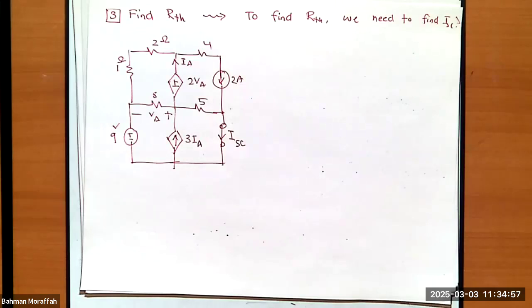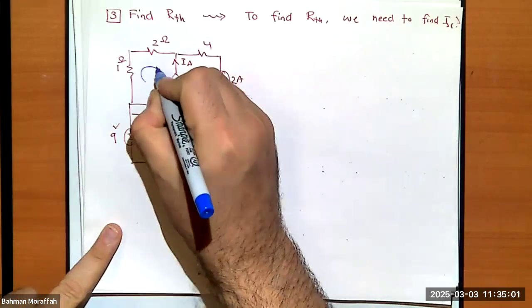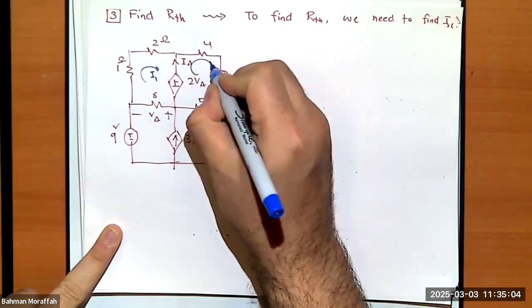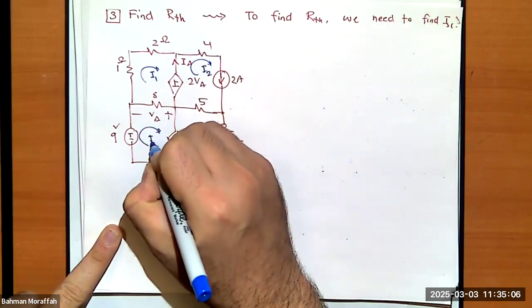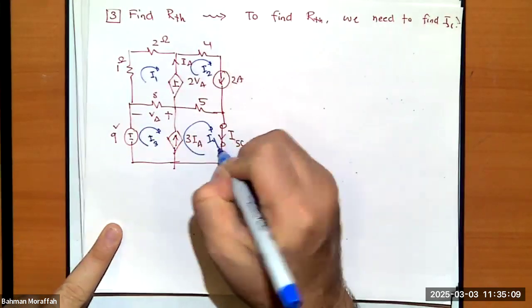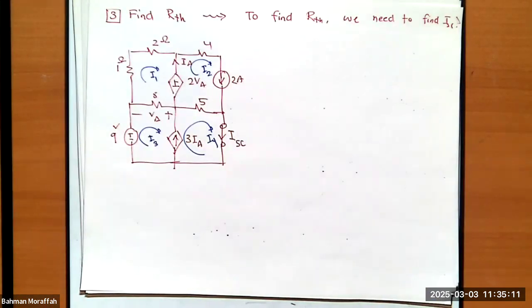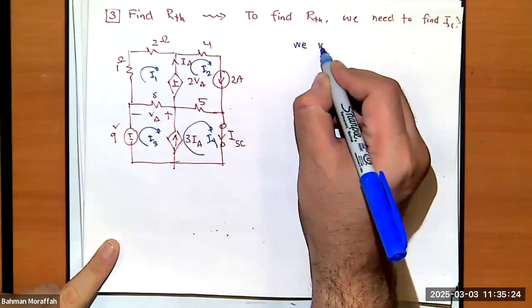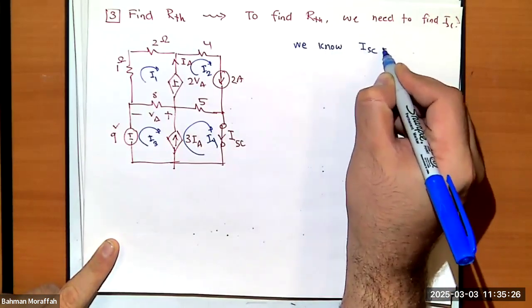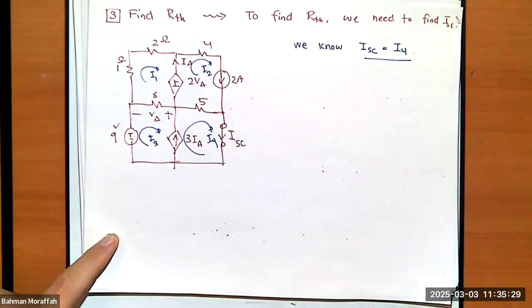Let's do another mesh analysis. Right? So let's call this I1. This over here, I2, I3, and I4. I'm claiming if I know I1, I2, I3, and I4, I know exactly what I short circuit is. What is it? That's I4. So we know I short circuit is I4. So I have to solve for I1, I2, I3, and I4, right?